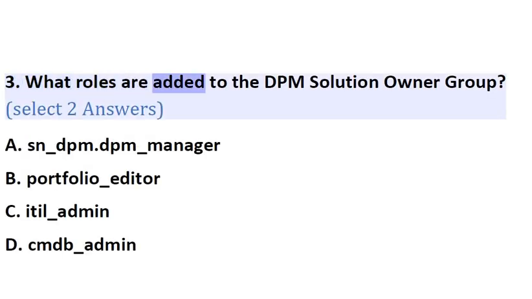3. What roles are added to the DPM solution owner group? Select 2 answers. A. ASN_DPM.DPM_manager. B. Portfolio_editor. C. idle_admin. D. CMDB_admin. Answer: A and B.